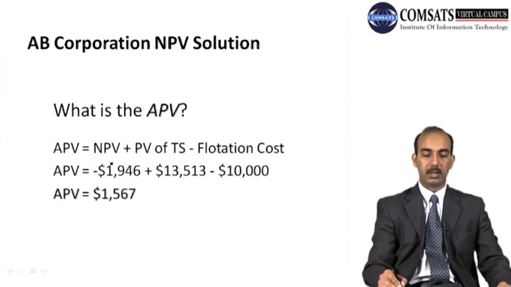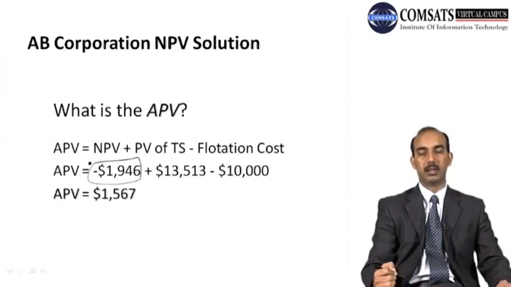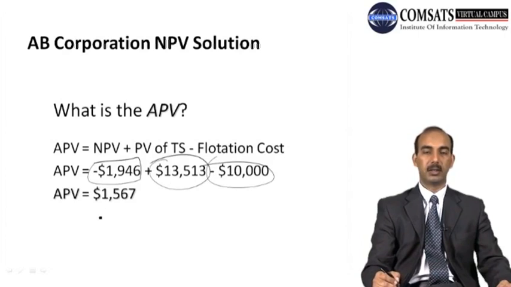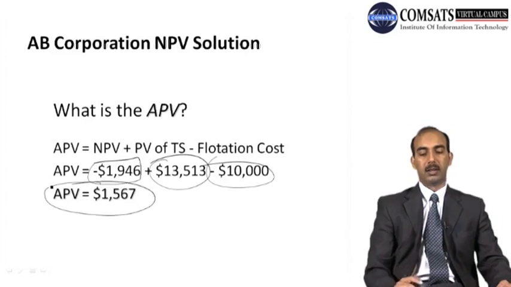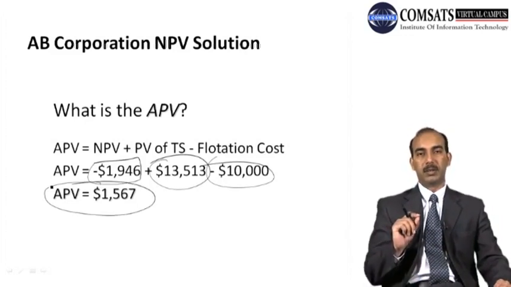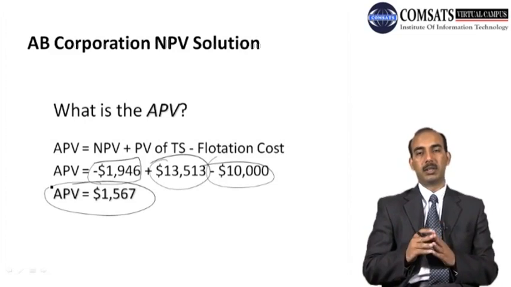Now the net present value we initially found was negative 1,946, and then we add the present value of the tax shield benefits and subtract the flotation cost. So we get an adjusted present value, that is $1,567. You can see here that using the adjusted present value technique, the project becomes acceptable.